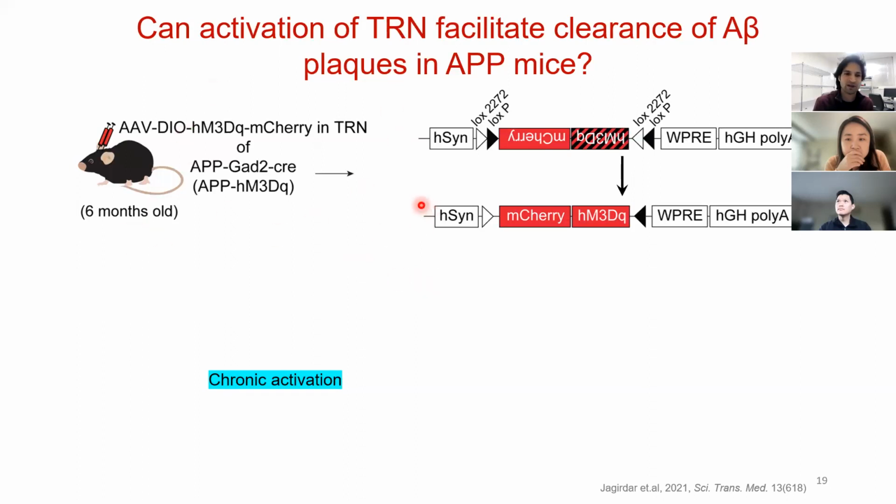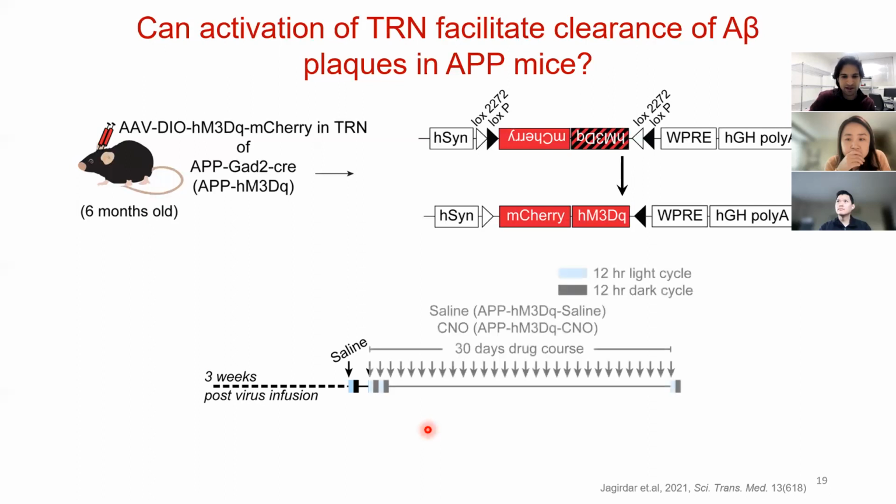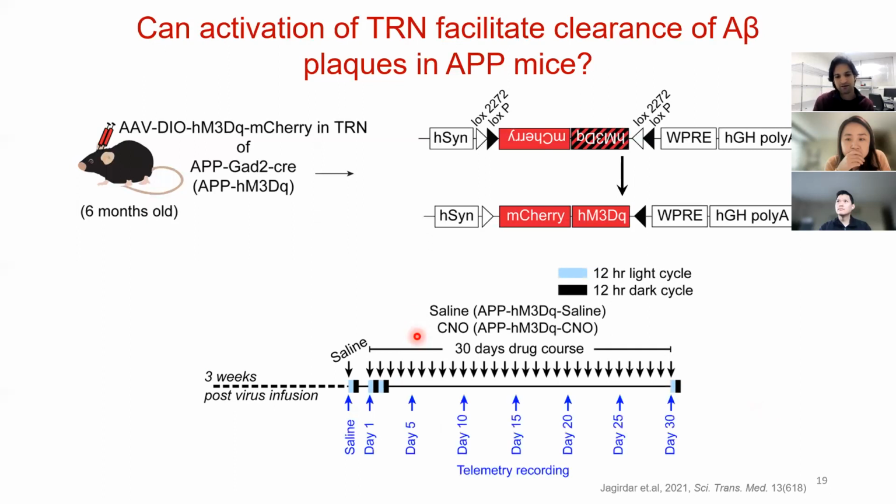So we tested the same way by injecting HM3Dq virus bilaterally in TRN, but this time in 6-month-old mice, just before they start showing A beta plaque deposition. Similarly, we allowed the virus to express for 3 weeks, and we obtained the baseline by injecting all mice with saline at the start of the day cycle. And then for the next 30 days, a group of mice received saline injection and a group of mice received CNO injection at the start of the day cycle every day. And every 5th day of the treatment, we obtained EEG and EMG recording to test whether it is improving sleep in mice.